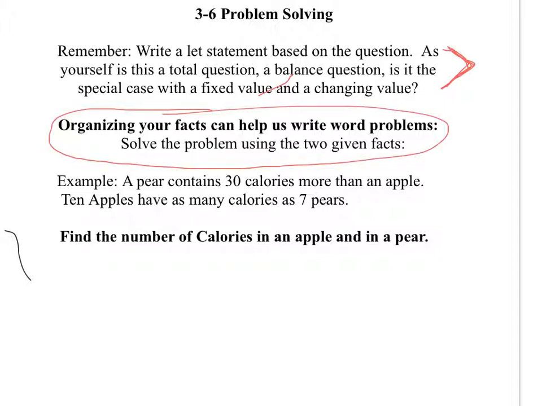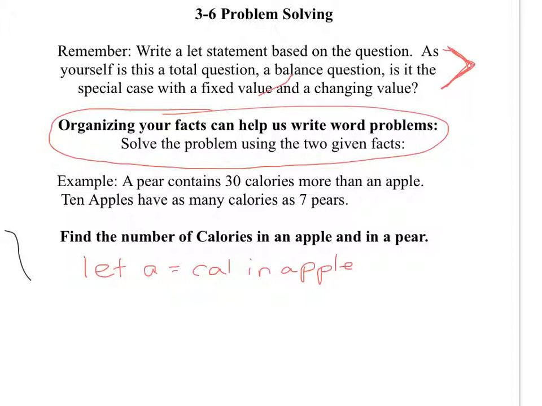All right, so first, the example is a pear contains 30 calories more than an apple, okay? 10 apples have as many calories as 7 pears. So we know that our unknowns relate to the calories that are in an apple and the calories that are in a pear. One of the suggestions is always to write your variable in terms of the item that has the least value. So in this case, it's the apple. So I'm going to let A equal the calories in apple.